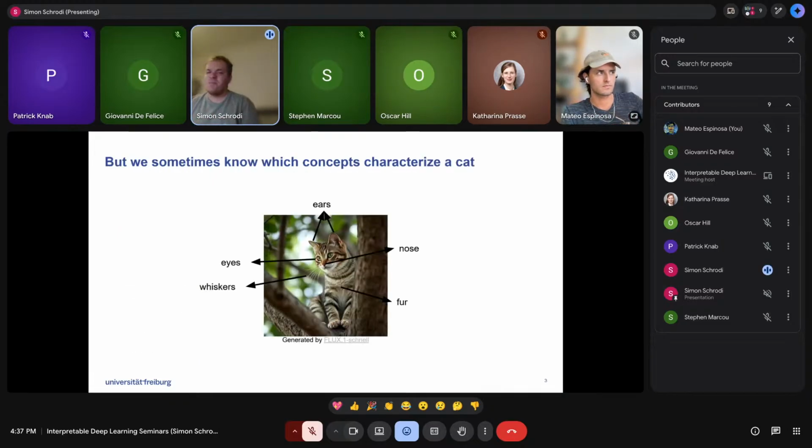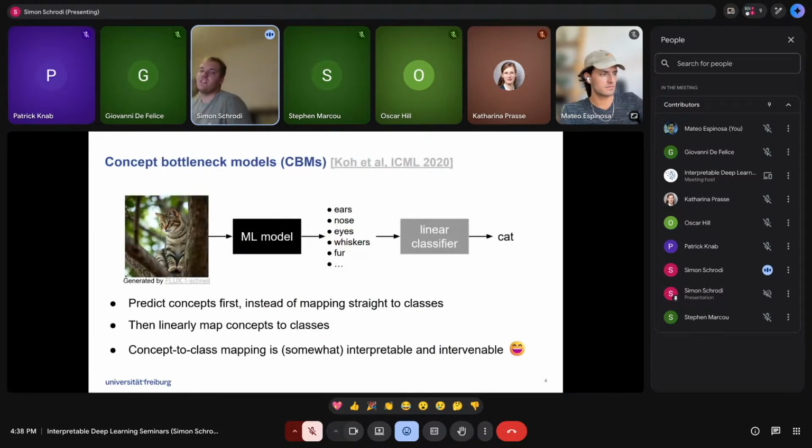But at the same time, if you think about your school time, maybe you had these books where you saw animals or other things, and it said: this is a cat. The cat typically has two ears, typically a nose, some whiskers and eyes, and some fur. You have some concepts that you associate with an animal or some other object, and you could use this. And this is the idea behind concept bottleneck models, essentially.